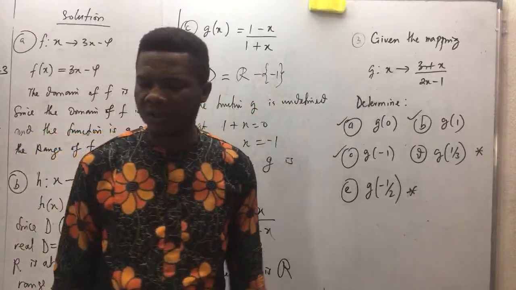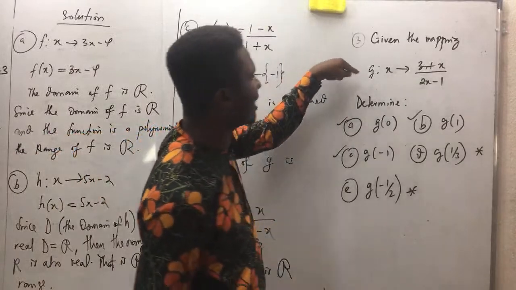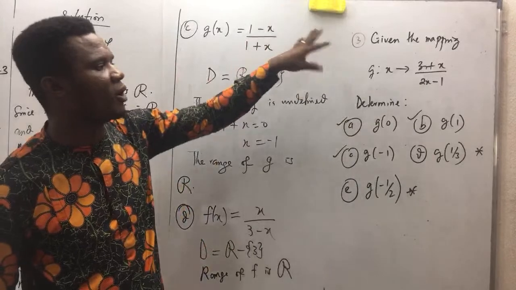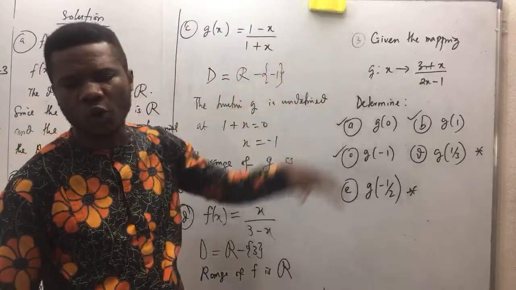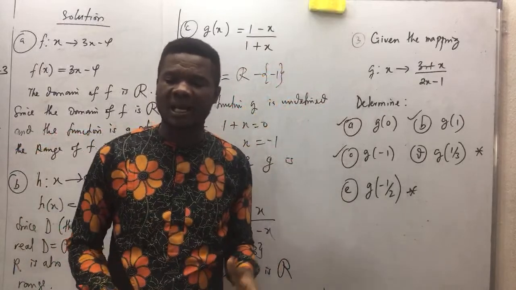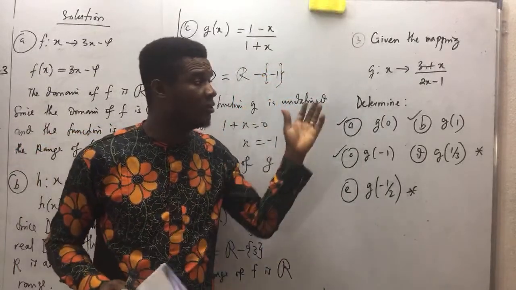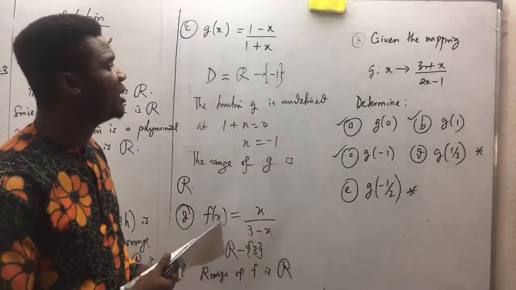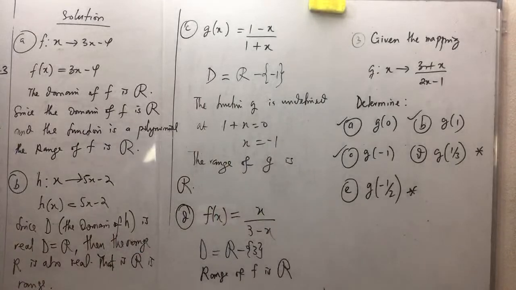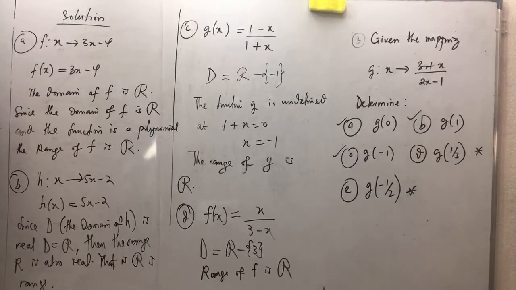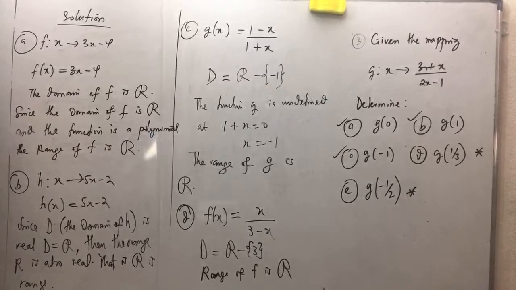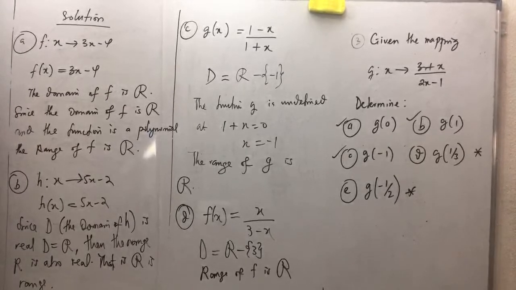Let me see your answer in the comment section. What is the largest domain of this function, g of x equals 3 plus x all over 2x minus 1? And if someone gives the answer, I want another person to give me the reason why it is so. So while that is on, let us quickly go to question 4.